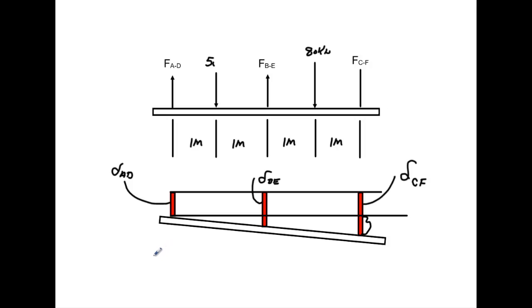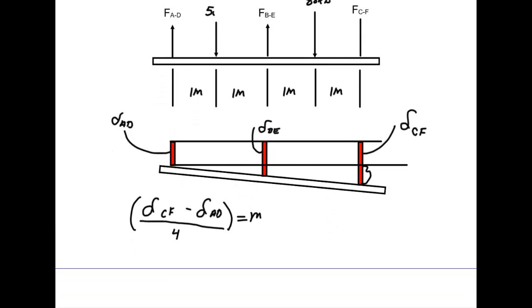Isn't that distance going to be nothing more than the deflection at CF minus the deflection of AD? That would be this change. Now if I divide it by this total distance, I'm going to get the slope of the beam itself. So that's your slope of the beam.